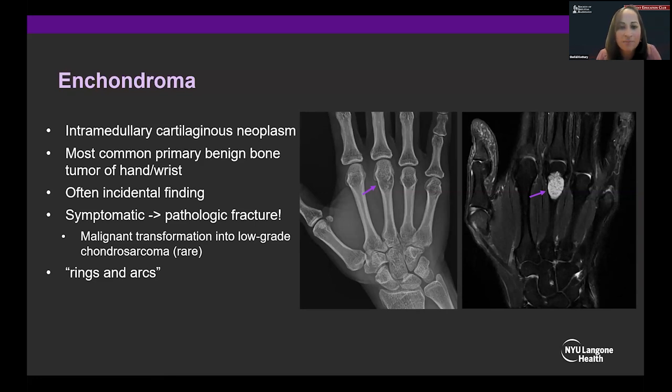In our case, the patient had an injury, which is why they got X-rays, and this was an incidental finding. If the patient is symptomatic, it's important to think about a pathologic fracture. There is possibility of malignant transformation into low-grade chondrosarcoma, but this is very rare, especially in the hand and finger. And we're looking for that rings and arcs appearance of the cartilaginous matrix as it ossifies.